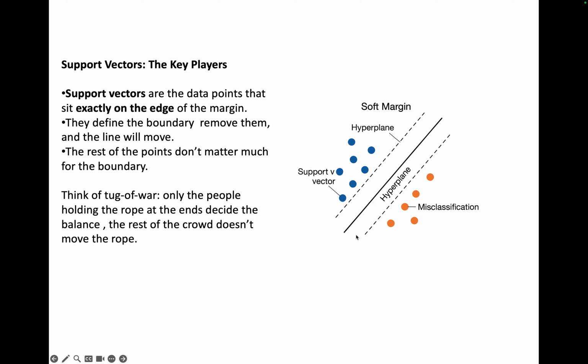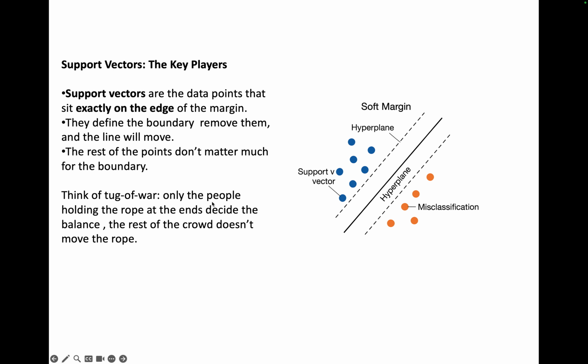And then the most important thing is the support vector itself. The support vectors are the data points that sit exactly on the edge of the margin, right? So if this is a hyperplane in the middle, and this is the margin, this is a soft margin, and the support vector would be here, the closest. Now support vectors are those vectors that are on the boundaries. If you remove, for example, this one, this one, this one, these are all three support vectors, if you remove these three, this line will be moved, right?